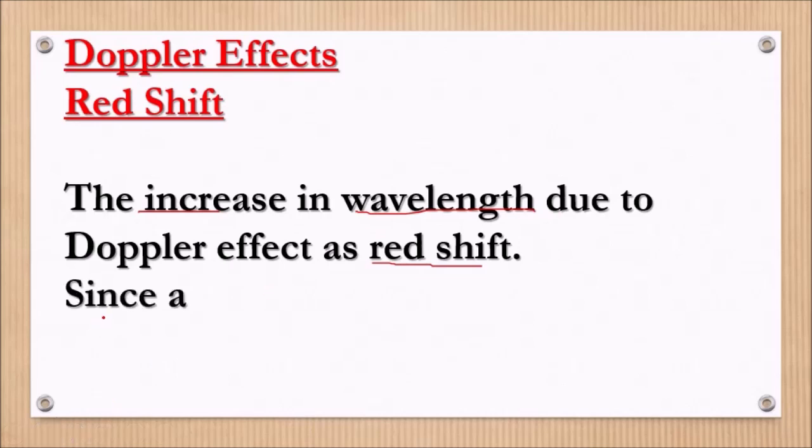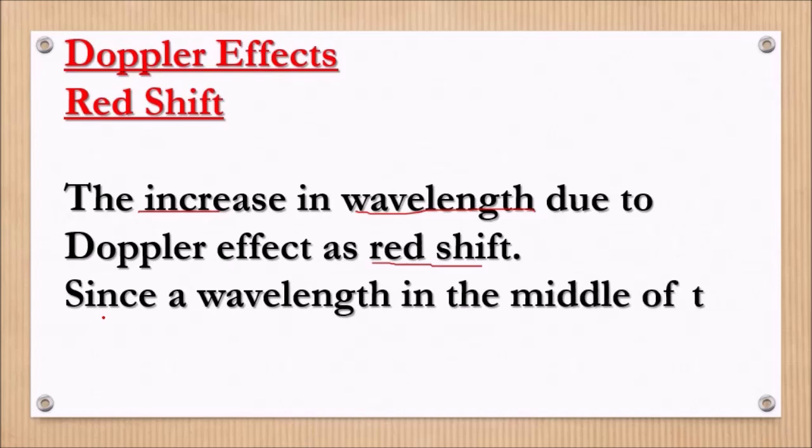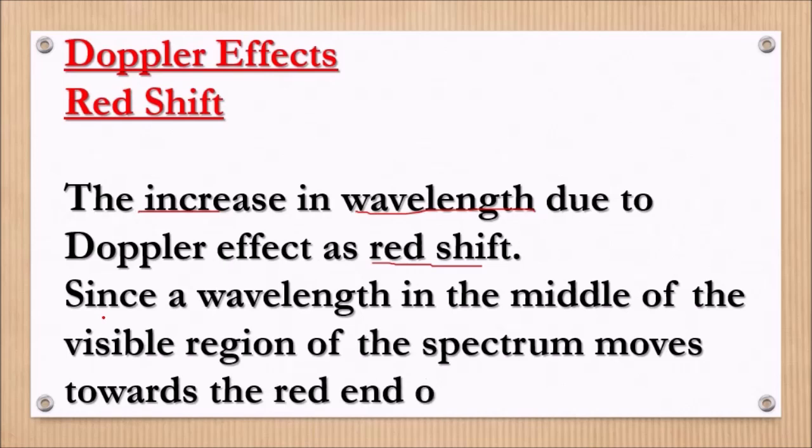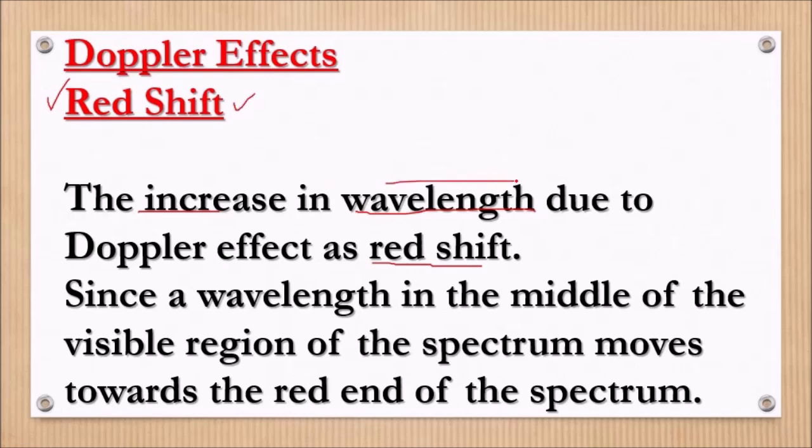It is when a wavelength in the middle of the visible region of the spectrum moves towards the red end of the spectrum. Hope that there is no problem understanding the red shift. It is one of the most important subtopics of the Doppler effect. Due to the Doppler effect we get the red shift. In case of red shift there is an increase in the wavelength.